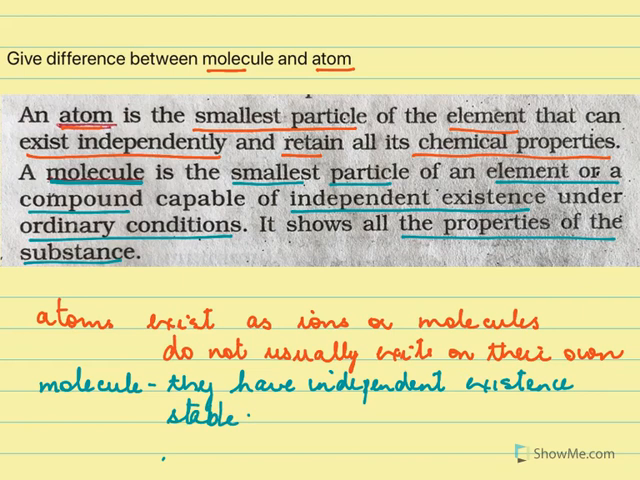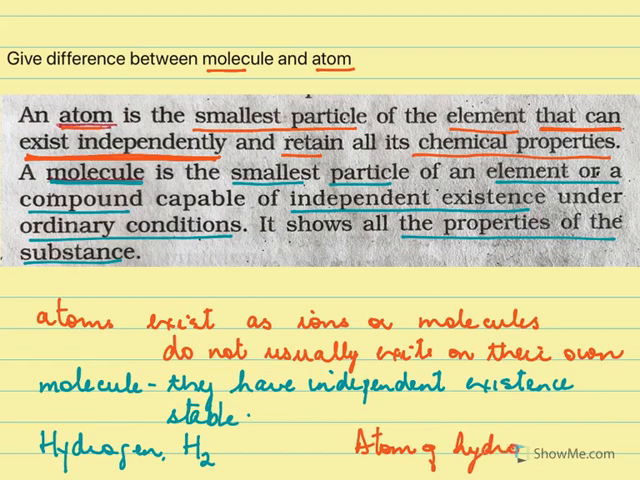Here, of course, the elements are able to exist independently, but they usually do not. They exist as an ion or a molecule. Like we have a hydrogen atom. H2 is a molecule of hydrogen, and an atom of hydrogen is just H.